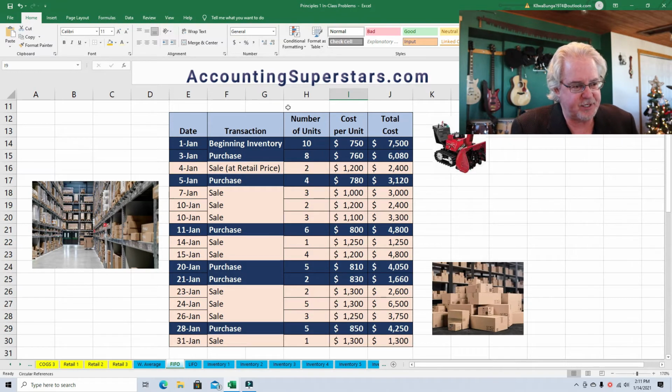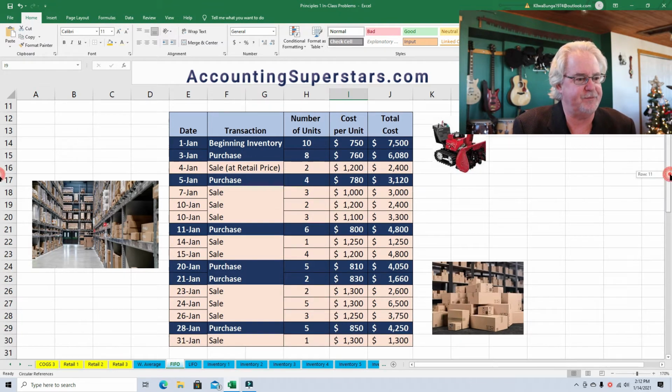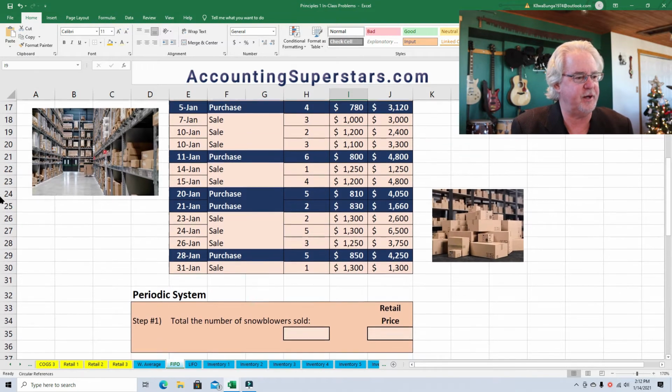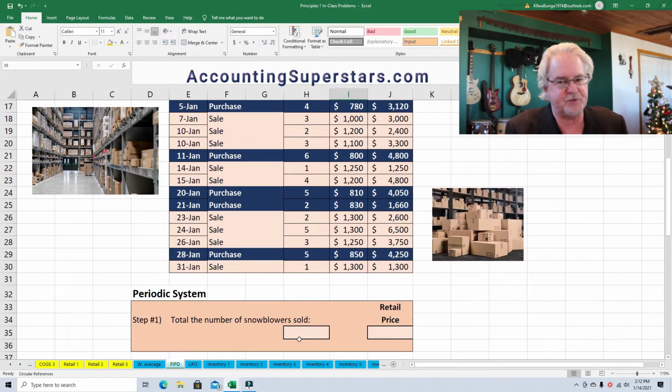So this chart here reflects Fred's activity for the month of January, and our job is to figure out the ending inventory and cost of goods sold for Fred. Now, this is very important to figure out, because this is going to go onto the income statement and help determine the profit. So we want to make sure we get it right. So here's what we do. We're going to figure out, first of all, the total number of snowblowers that are sold.